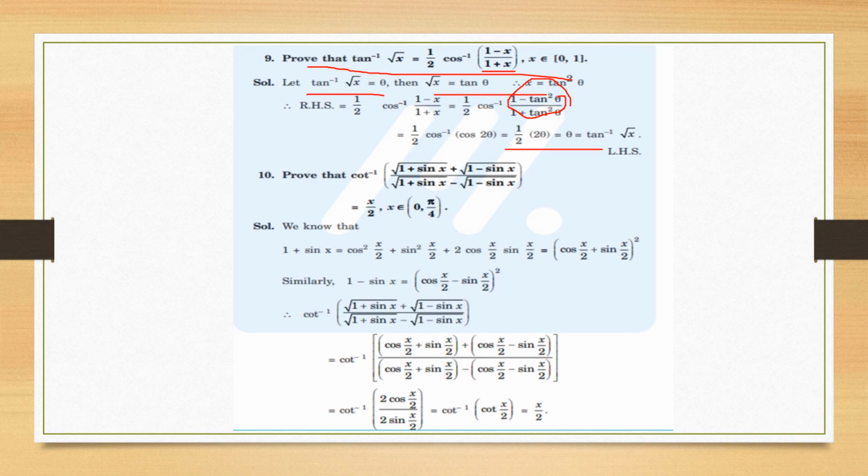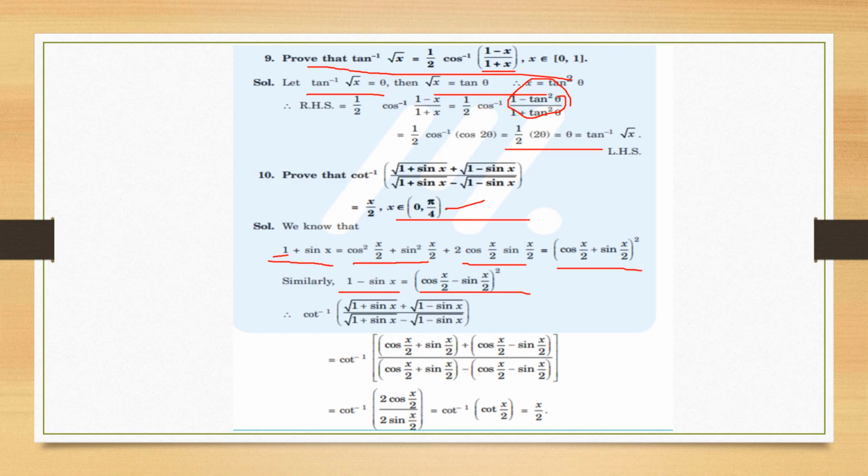Number 10: prove cot inverse of root 1 plus sin x plus root 1 minus sin x upon root 1 plus sin x minus root 1 minus sin x equals x by 2, for x lying in 0 to pi by 4, right? Now we know 1 plus sin x can be written as, 1 can be written as cos square x by 2 plus sin square x by 2, and sin x can be written as 2 sin x by 2 cos x by 2. So that means it is cos x by 2 plus sin x by 2 whole square. And for this interval 0 to pi by 4, that means in the first quadrant, 1 minus sin x can be written as cos x by 2 minus sin x by 2 whole square, right?